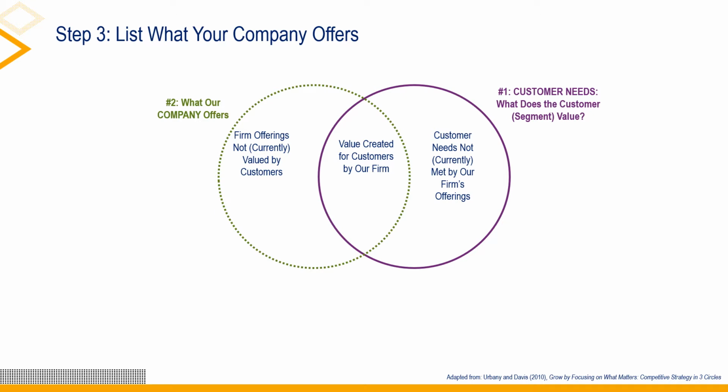Bringing the customer and company circles together reveals three categories of value. The overlap is value created by your firm for its customers. It represents customer needs that are fulfilled by your firm. To the right are needs not currently met by your firm's offerings. To the left are aspects of the firm's offerings that are not valued by the customer.